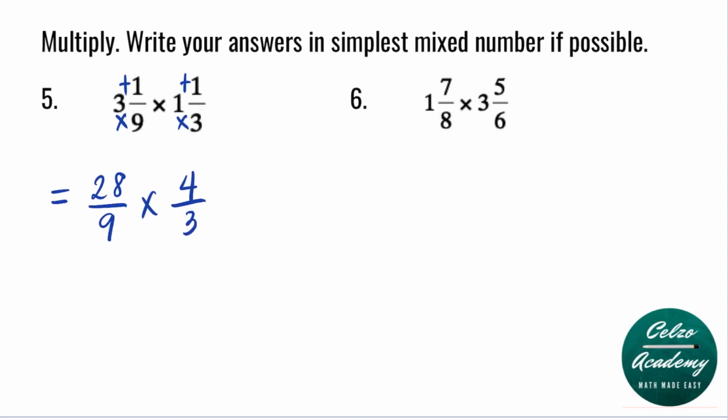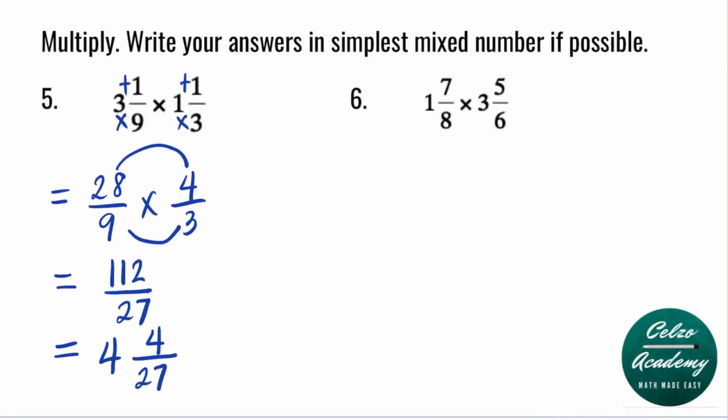We cannot simplify the fractions, so we go ahead and multiply the numerators, 28 times 4. 28 times 4 is 112. Multiplying denominators 9 and 3, we will have 27. How many 27s do you think can go into 112? 4 times. 4 times 27 is 108. And subtracting 108 from 112, we will have a remainder of 4. So we will write the remainder as 4 over 27. So the answer for number 5 is 4 and 4 over 27.